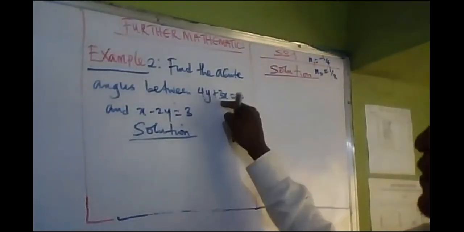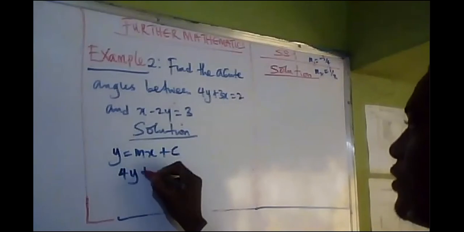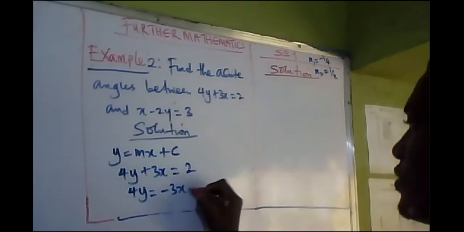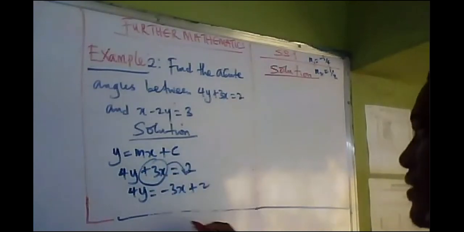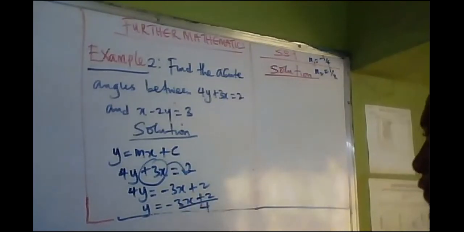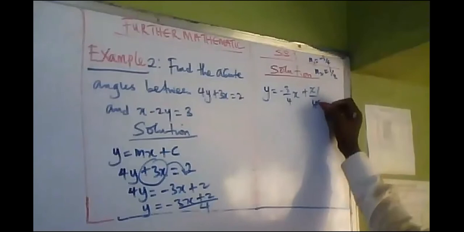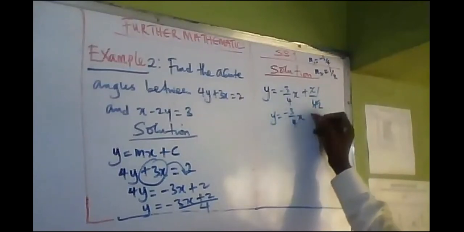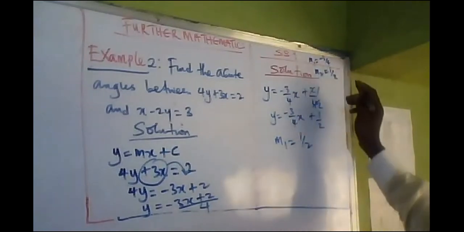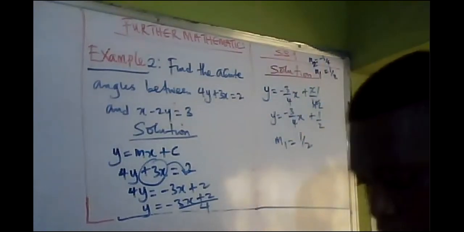Okay, this first one, y equal to mx plus c. So this one is what? 4y plus 3x is equal to 2. So 4y will now give me minus 3x plus 2. This one will go over to this side. So our y will give us minus 3x plus 2 divided by 4. I'll separate: y equal to minus 3 over 4x plus 2 over 4. So y will give me minus 3 over 4x plus half. So m1 equal to what? Half. Then let's get our m2.